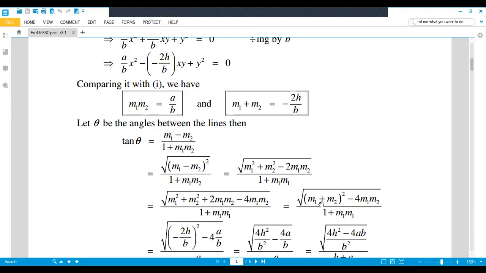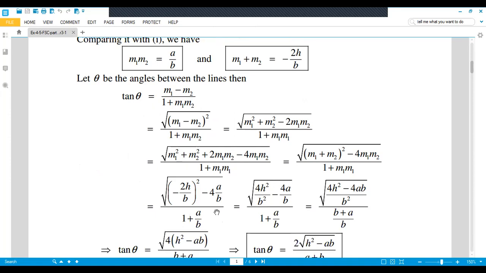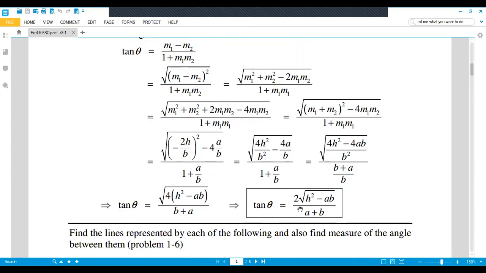Now the m1 plus m2 value is minus 2h over b, we put this, and the m1 into m2 value is a over b, so we put this. When we simplify, we get tangent theta equal to 2 under root h square minus ab over a plus b. So this formula we will use in this exercise.